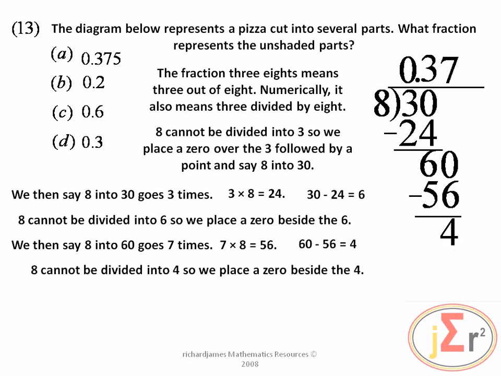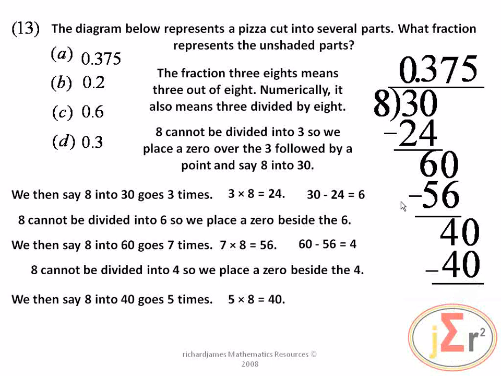8 cannot be divided into 4, so we place a 0 beside the 4 and say 8 into 40, and that's 5 times. So 5 multiplied by 8, what do we get? We get 40. And so 40 to be subtracted from 40, the result will be 0. And we are at the end of our long division. And that's our correct answer. The answer is option A.